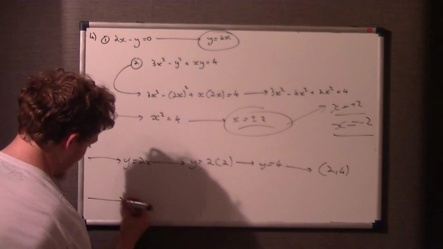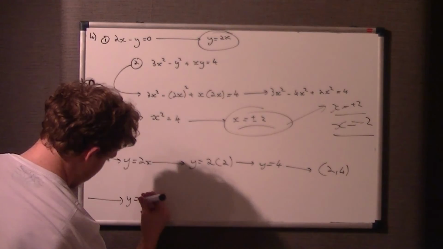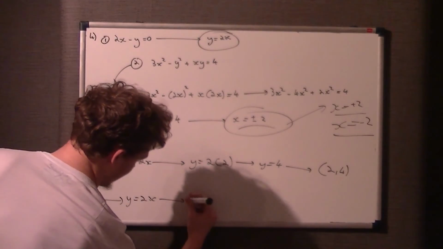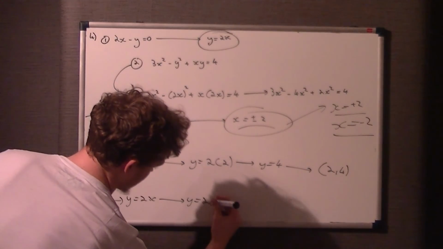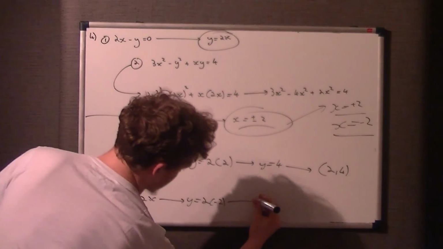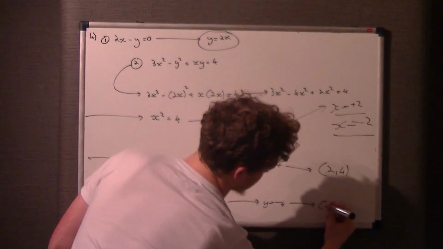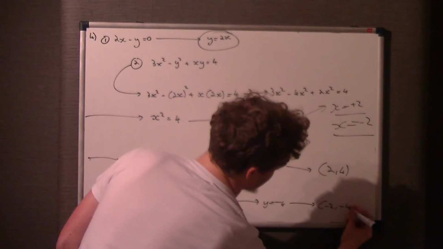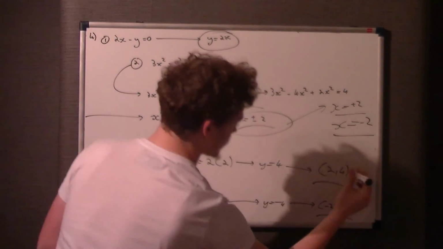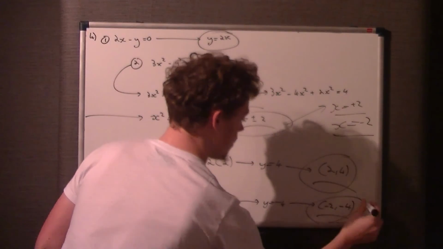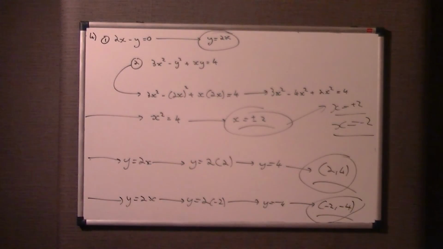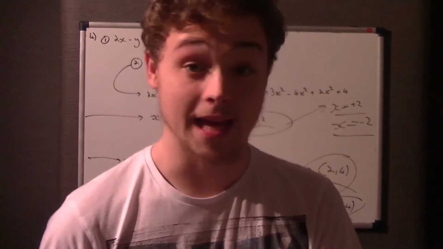Do the same thing again, but for the other x coordinate, so y is equal to 2 times x, so you sub in x to be minus 2, so y is 2 times minus 2, so therefore y is minus 4. So when x is minus 2, y is minus 4. Okay, so they're the coordinates of P and Q. Okay, so that's the answer for question 4. That's the end of question 4.